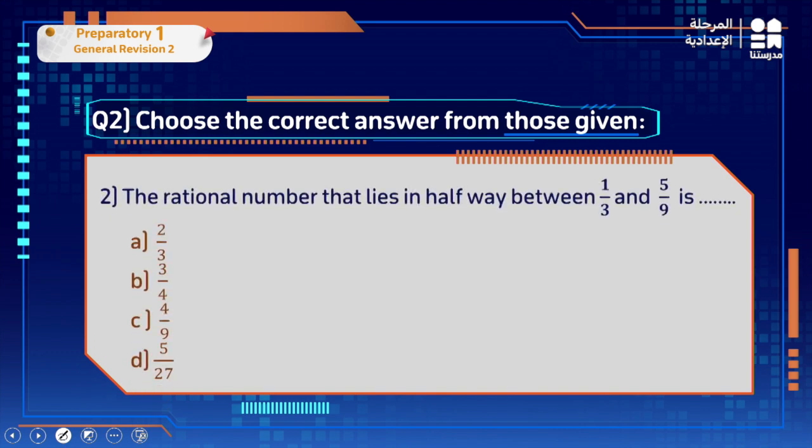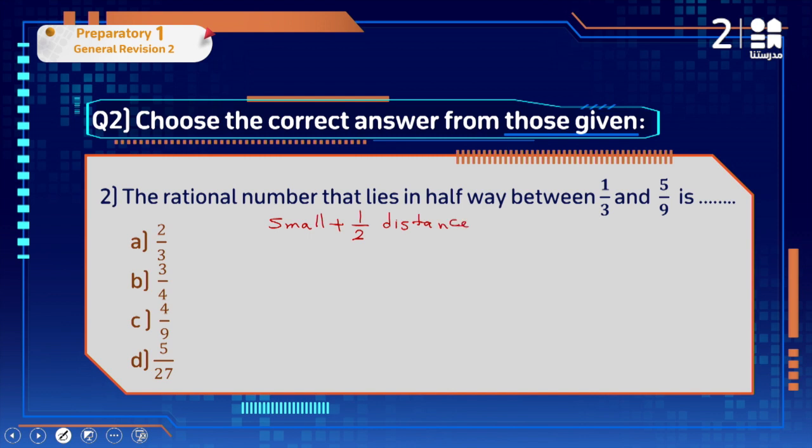Number 2. The rational number that lies halfway between 1/3 and 5/9 is what? So here we have a formula or rule. The rational number that lies halfway, we have a rule, which is the small number plus half the distance between them. How can we get the distance?